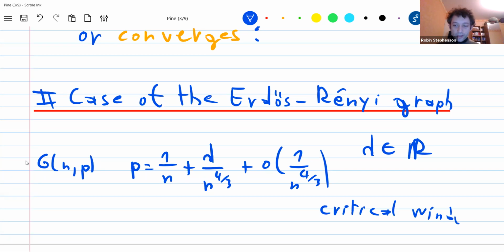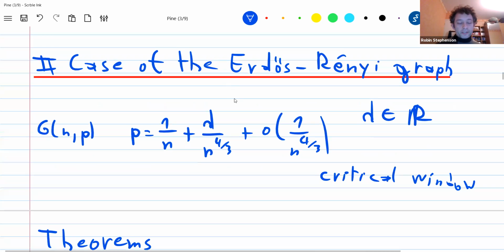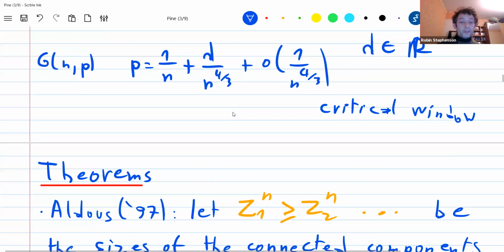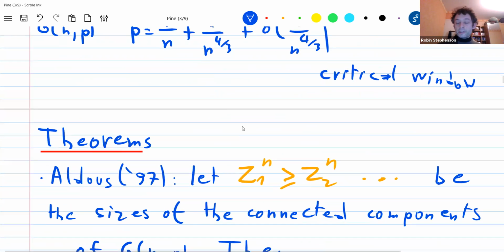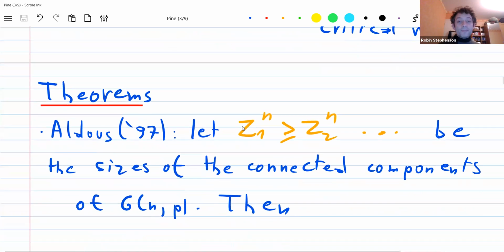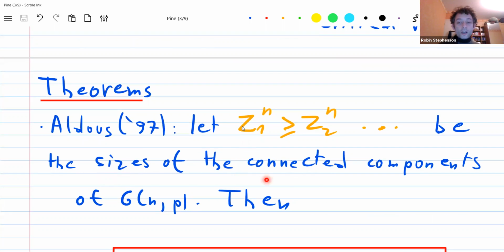So critical window is somehow how we go from subcriticality to supercriticality. And that was the theorem, of course, of Łuczak and Pittel. So for the Erdős-Rényi graph in the critical window, we have some wonderful theorems given by some mathematicians who worked before me, and which will give us some very useful information for later on. First one is by David Aldous, 1997. And it tells us what happens to the sizes of the connected components of my random graph.